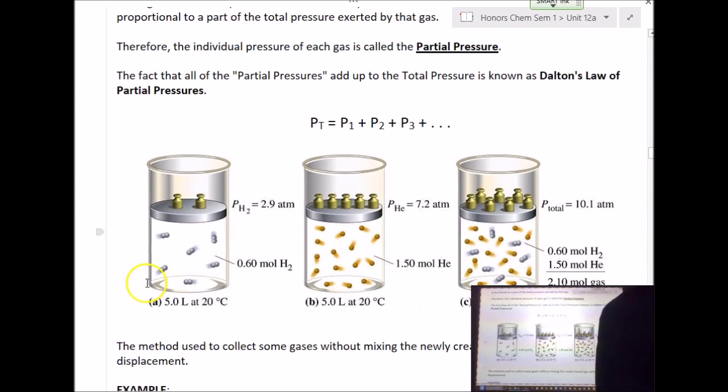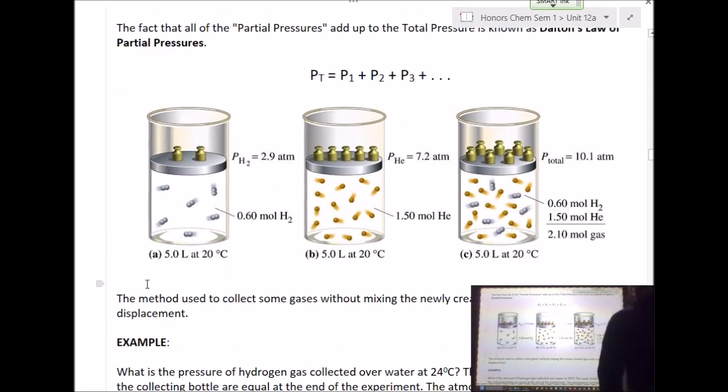Does everybody have the blanks up to this point? Okay. Now here's an example. Here I have hydrogen gas in this container. Here I have helium gas in the middle container. In the last container I have both of the gases mixed together.